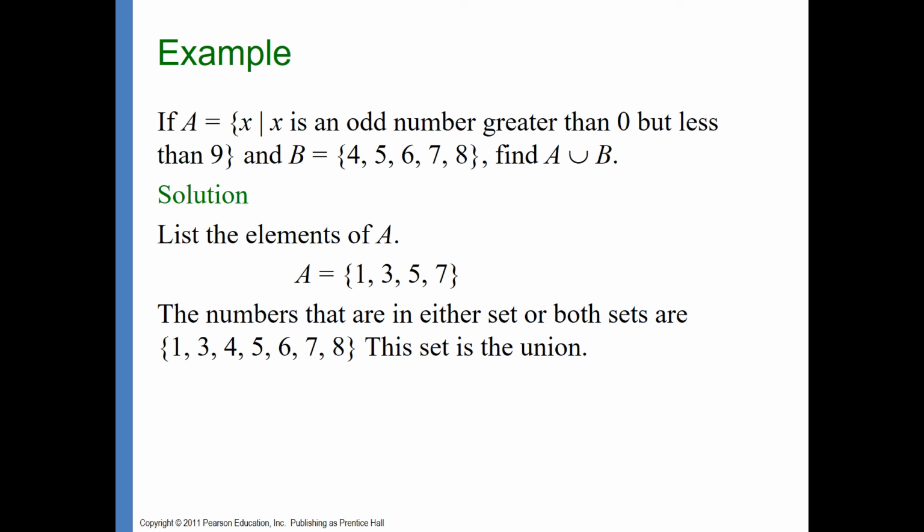So it's everything in set A and everything in set B. So that's 1, that's 3, that's 4. That's 5. Now notice 5 shows up in both sets, but we only write it down once. That's 6. That's 7, and again 7 shows up twice, but we only write it down once, and that is 8. So you don't repeat what shows up more than once. But everything in set A and everything in set B is included in the union.